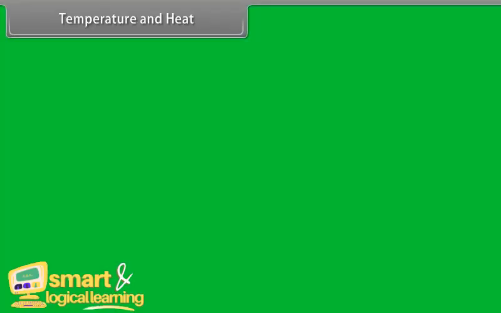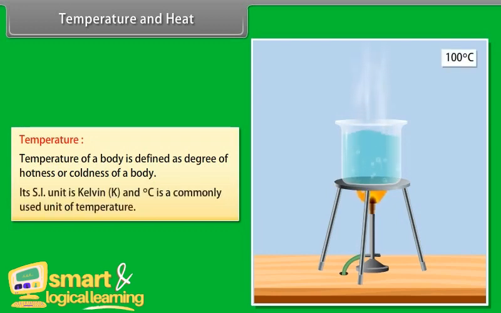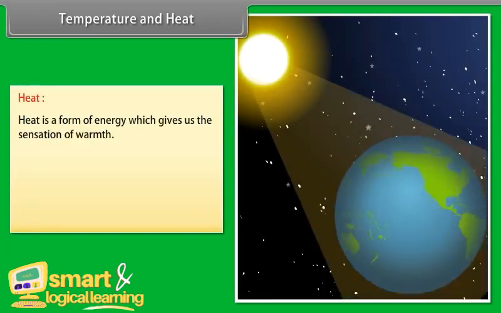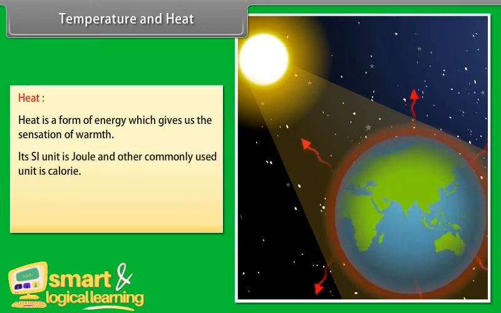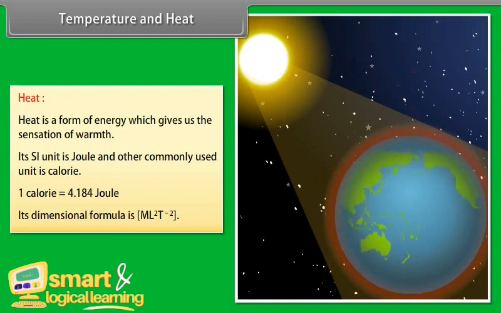Temperature and heat. Temperature of a body is defined as degree of hotness or coldness of a body. Its SI unit is Kelvin and degree Celsius is a commonly used unit of temperature. Heat is a form of energy which gives us the sensation of warmth. Its SI unit is joule and another commonly used unit is calorie. 1 calorie is equal to 4.184 joule. Its dimensional formula is ML²T⁻².